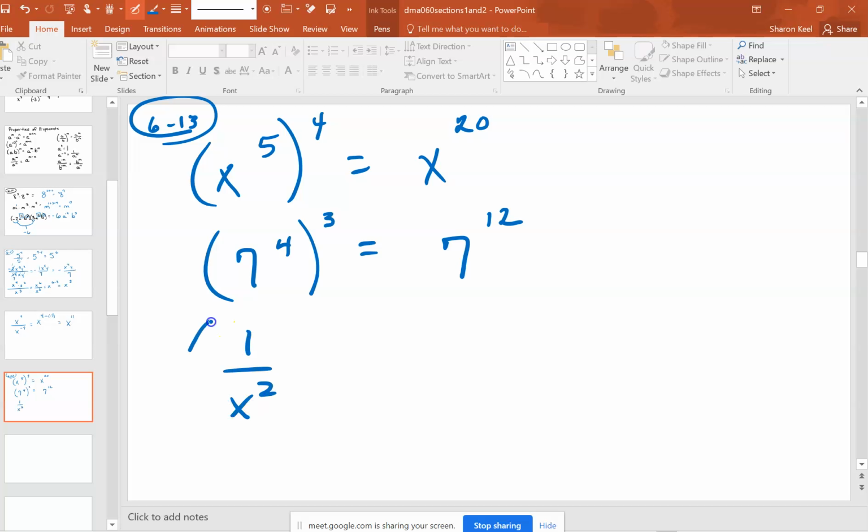1 over x squared, all of that is to the power of 5. So 1 to the 5th, that's just going to be 1, because 1 times 1 times 1 times 1 times 1 is still 1. For the x, 2 times 5 is going to give me x to the 10th. Okay?